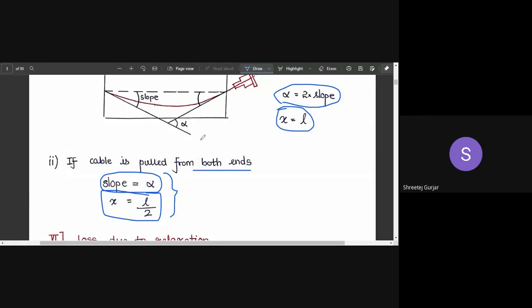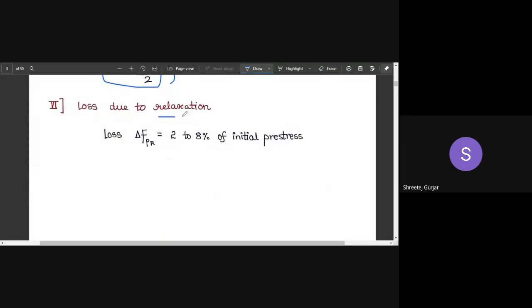Moving on, loss due to relaxation, the last loss. The sixth loss is the loss due to relaxation. It is 2 to 8% of initial pre-stress. This number will be provided in the given data, whether to use 2%, 5%, 4% or 3%. All these values will be given. So these are your losses.